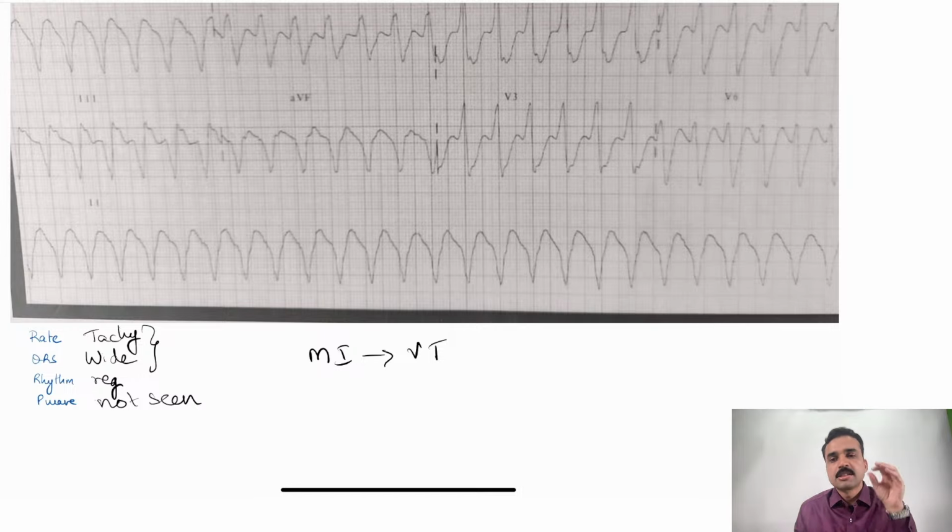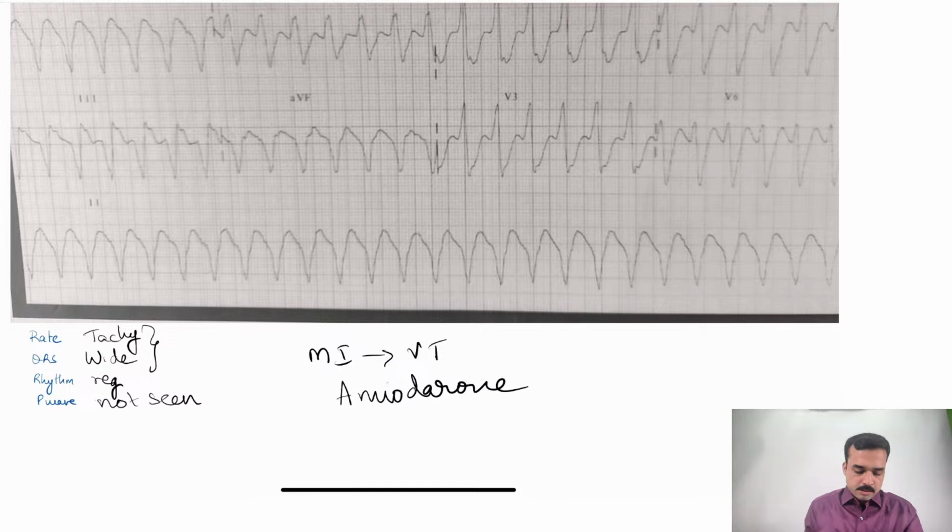The drug of choice in previous years used to be lignocaine, but that's no longer true. The drug of choice for an MI related ventricular tachycardia is still amiodarone. So please choose amiodarone, not lignocaine. Please be clear on that. This is only if the patient is hemodynamically stable. Any ventricular tachycardia with hemodynamic instability, the first thing you have to do is give a DC shock.